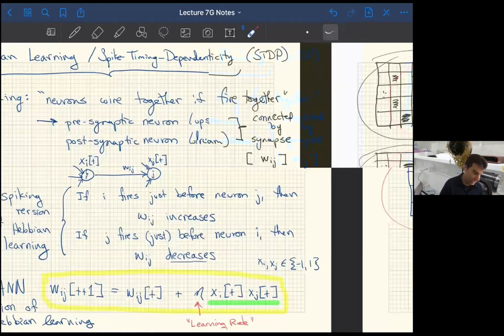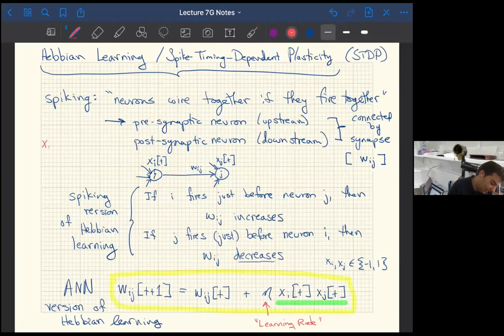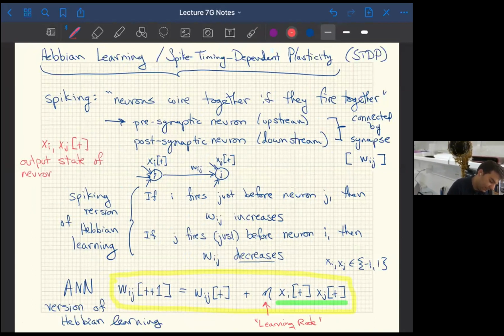The xi and xj, they come from up here. So xi and xj are the output state, and I could say at time t, the output state of neurons i and j at time t. Maybe I'll put that in a little box just to separate it.